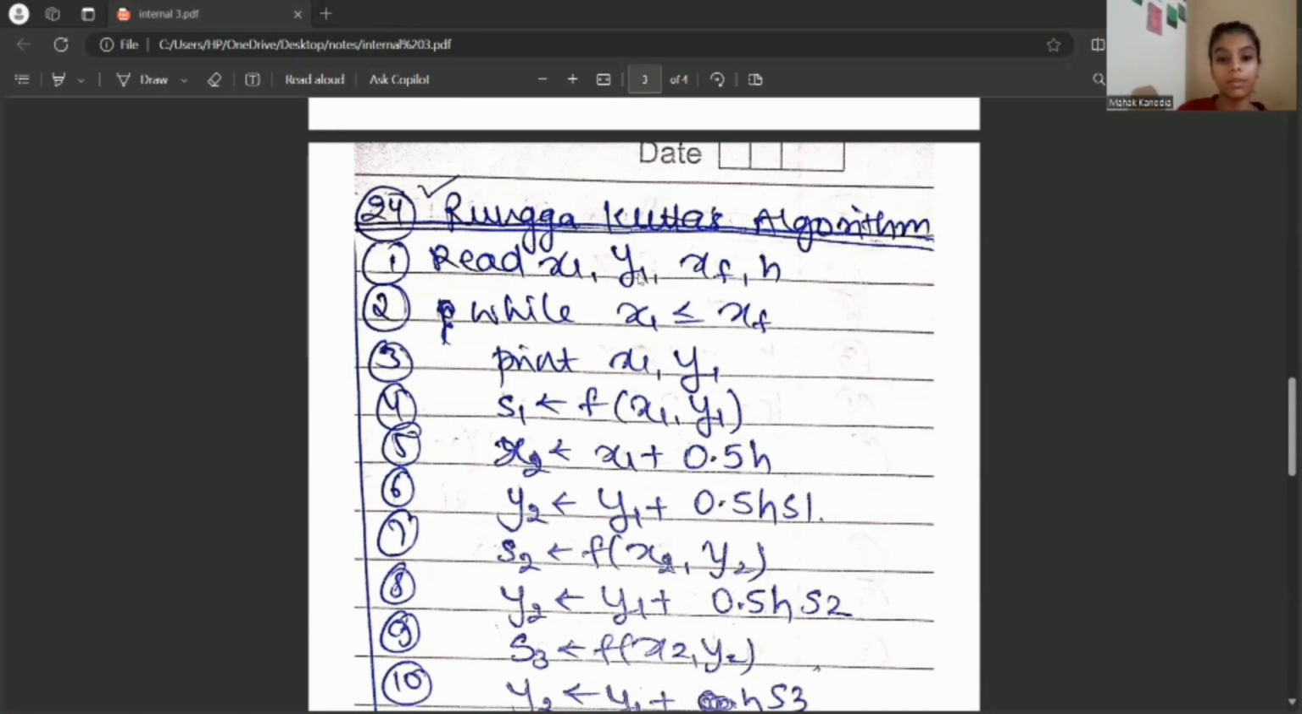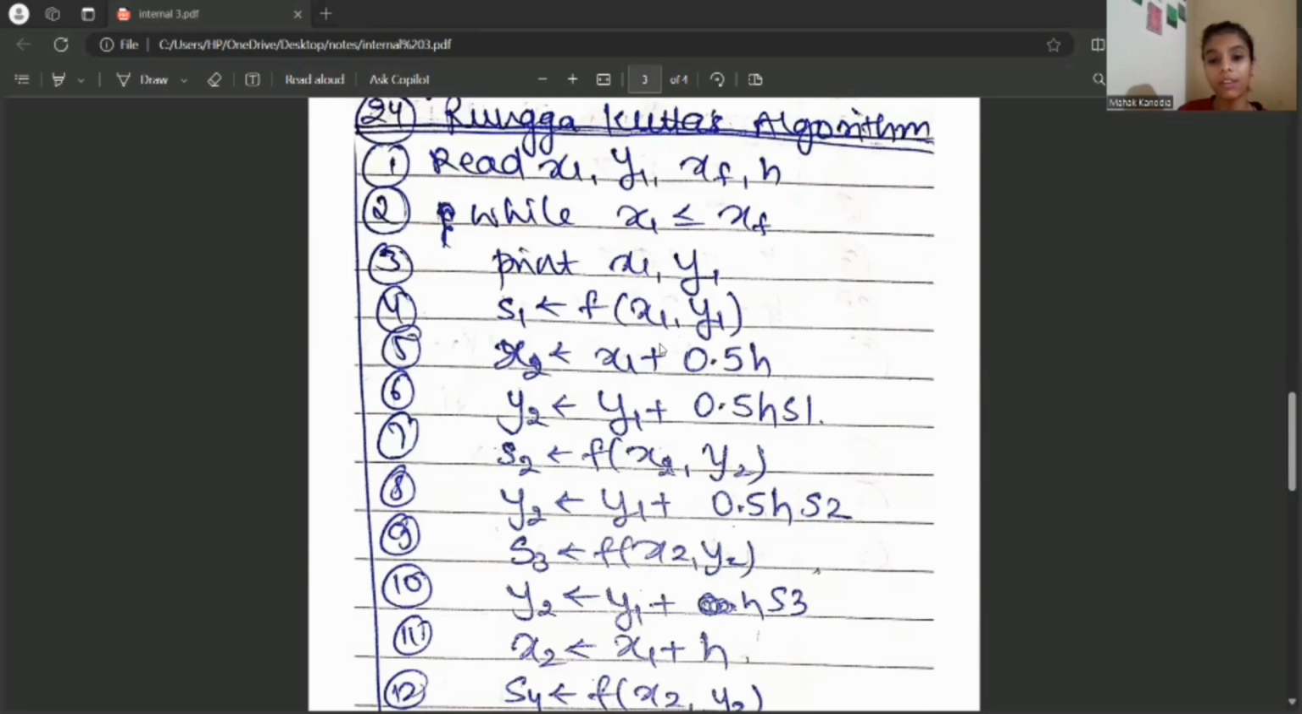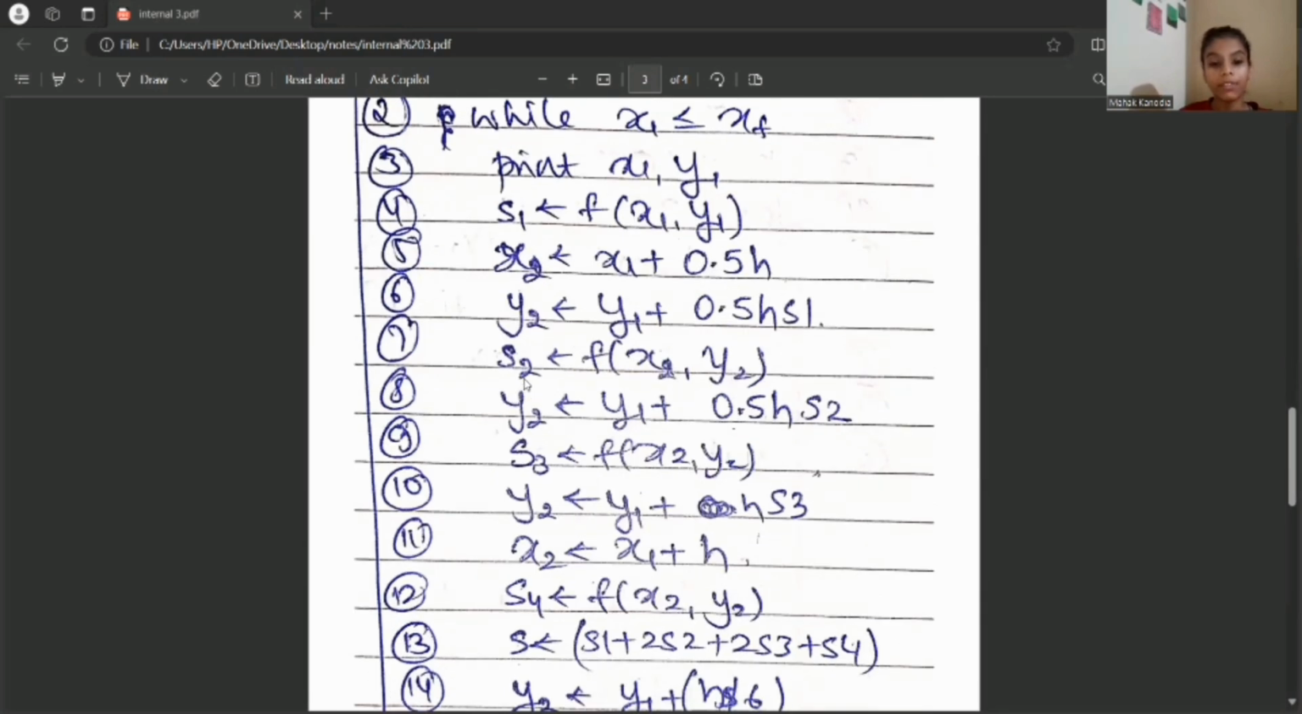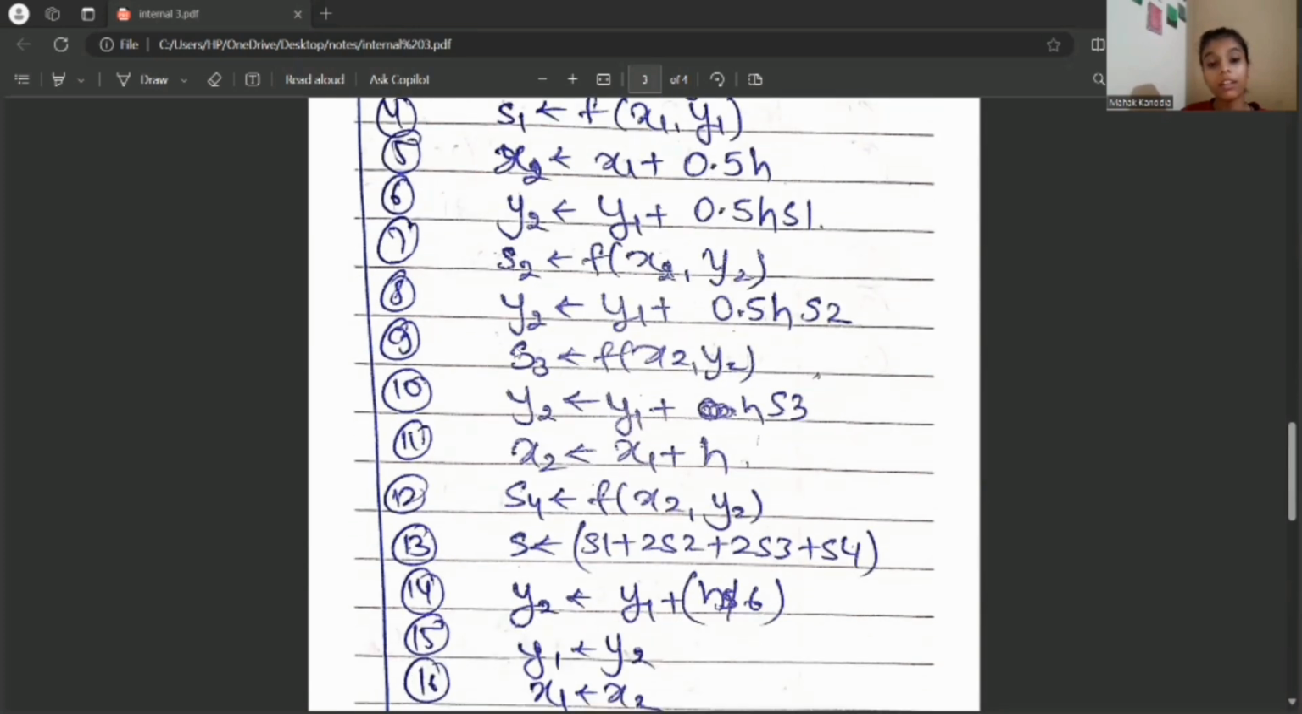The first step is reading x1, y1, xf and h, and we apply a loop for x1 less than or equal to xf. We print the values of x1 and y1 and assign the function of x1, y1 to s1. We change the value of x2 by assigning it x1 plus 0.5h and change the value of y2 by assigning y1 plus 0.5h s1 to y2. Again, we define a variable s2 where we assign the function of x2 and y2 and increment the values of y2 by assigning y1 plus 0.5h s2 to y2.